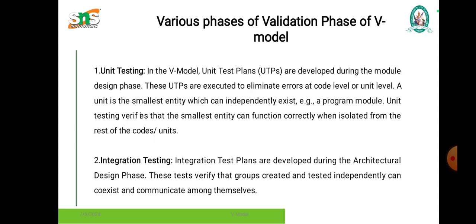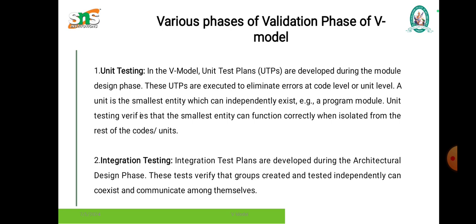And the next one is the validation phases in the V model. The first phase is unit test. In the V model, the unit tests are developed during the module design phase. The UTPs are executed to eliminate errors at code level or unit level. The unit is the smallest entity which can independently exist. The unit test verifies that the smallest entity can function correctly when isolated from the rest of the code.